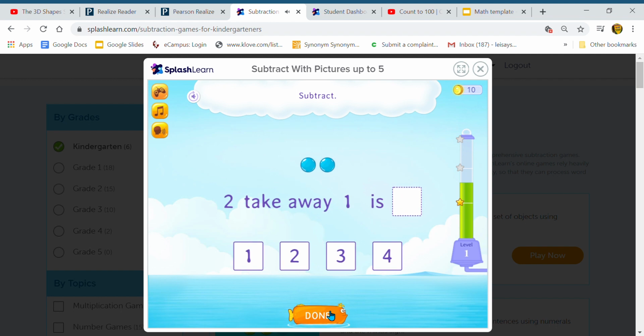Subtract 2. Take away 1 is... Alright, so 2 fingers. We have 2 all together at first, and then we hide or take away 1. How many fingers left? 1. 2, take away 1 is 1. 1 and done. Rockstar!